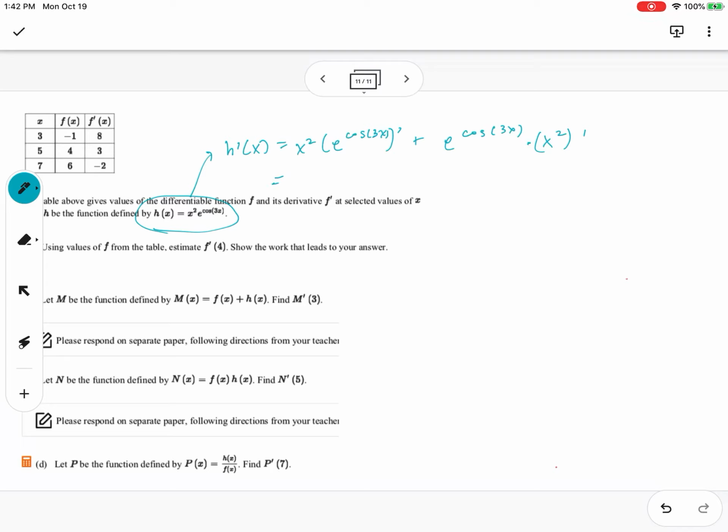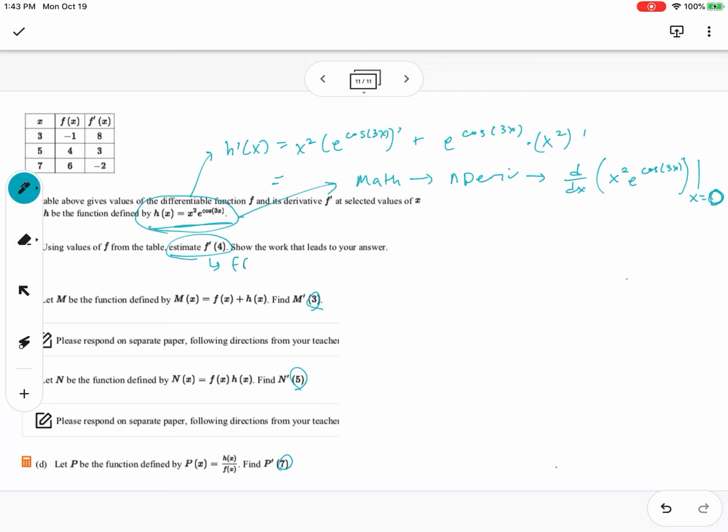And one thing that I mentioned in class was that you can type this function into your calculator by clicking on math, clicking on nderiv, and then you can type in d/dx of x squared e to the cosine 3x, and then evaluate it at x equals whatever the value is that we're trying to find. So whether that be 3, 5, or 7, the calculator will help us to find that. So the first part, using the values, estimate f prime of 4.